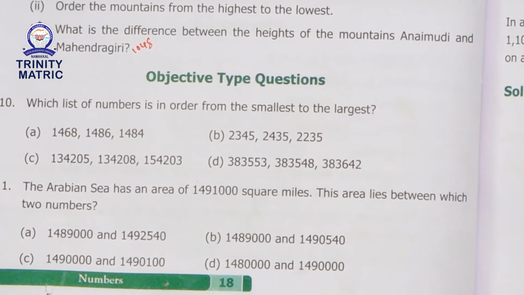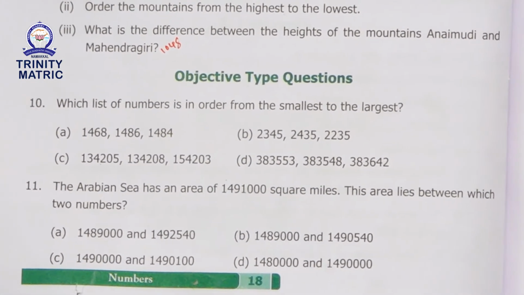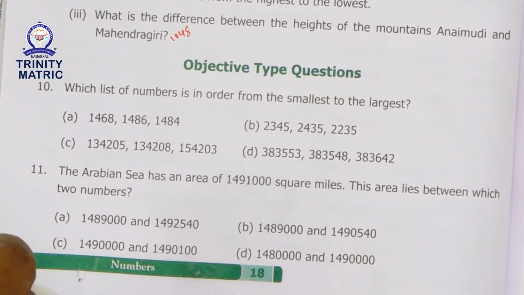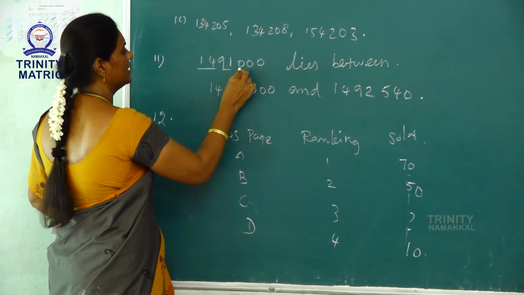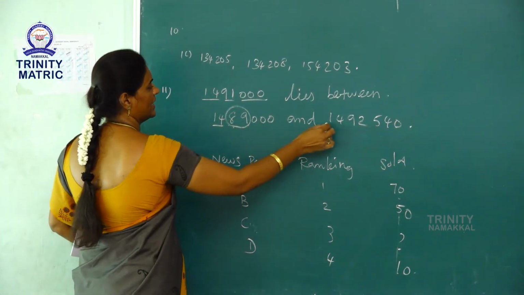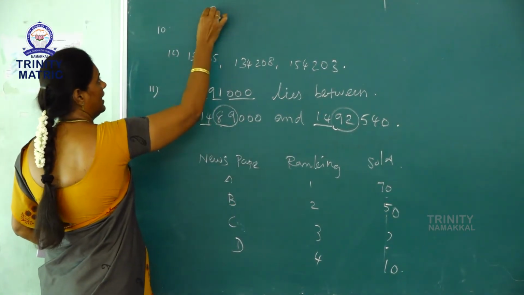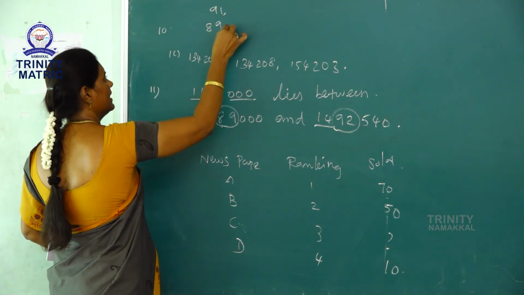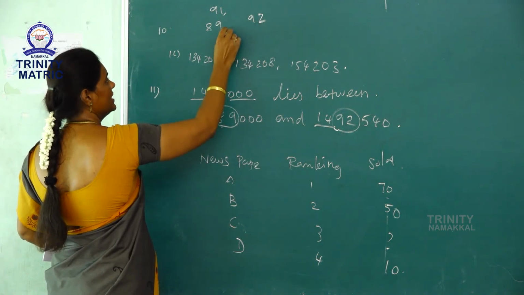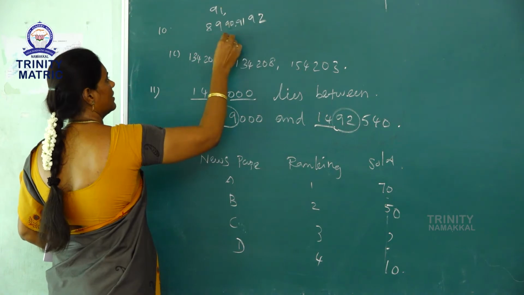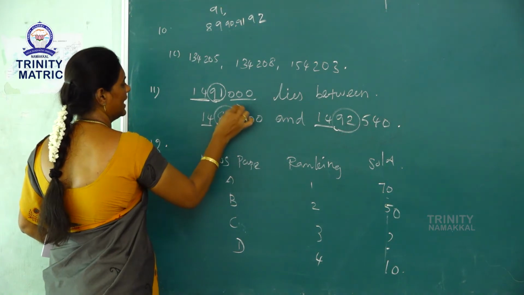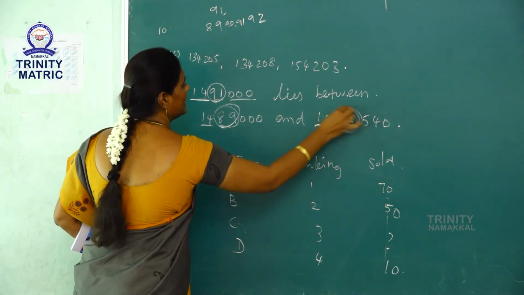The Arabian Sea has an area of 14,91,000 square miles. This area lies between two numbers. Here the 4 options are given. See here, 14,91,000 lies between 14 lakh 89,000 and 14 lakh 92,000. 91 lies between 89 and 92. So this 14 lakh 91 thousand lies between 14 lakh 89,000 and 14 lakh 92,000.